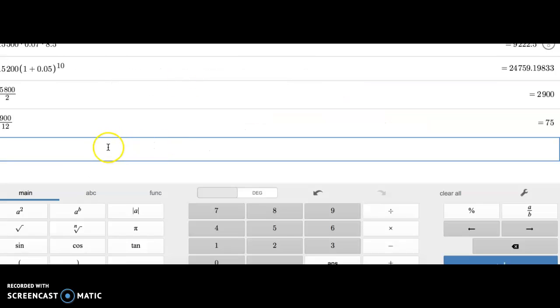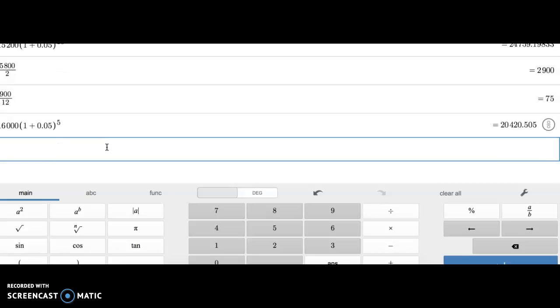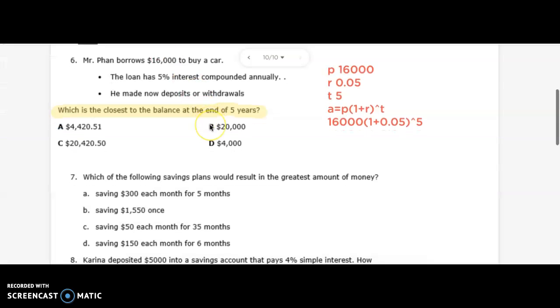Let's go to our calculator. It tells us that our answer is 20,420, and that's 0.505. Our closest answer is C.